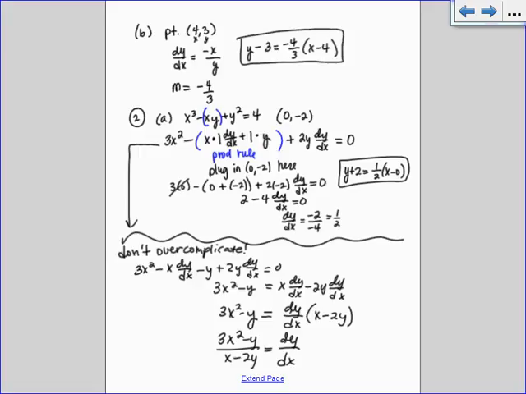So on your AP test, always save time. Always plug in the point if you're given the point. And plug it in right after you take the first step, the first derivative. Okay? All right, so next one.